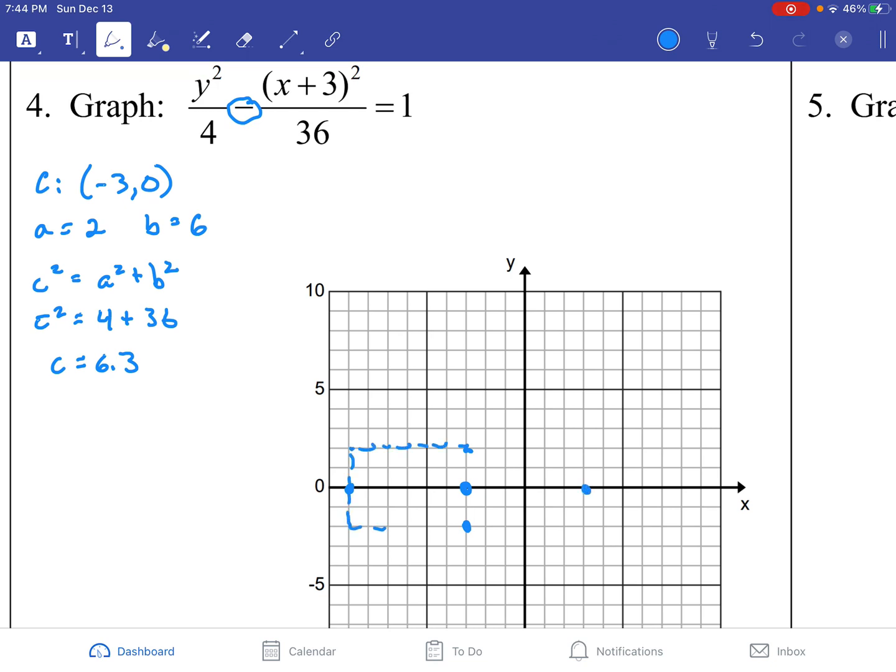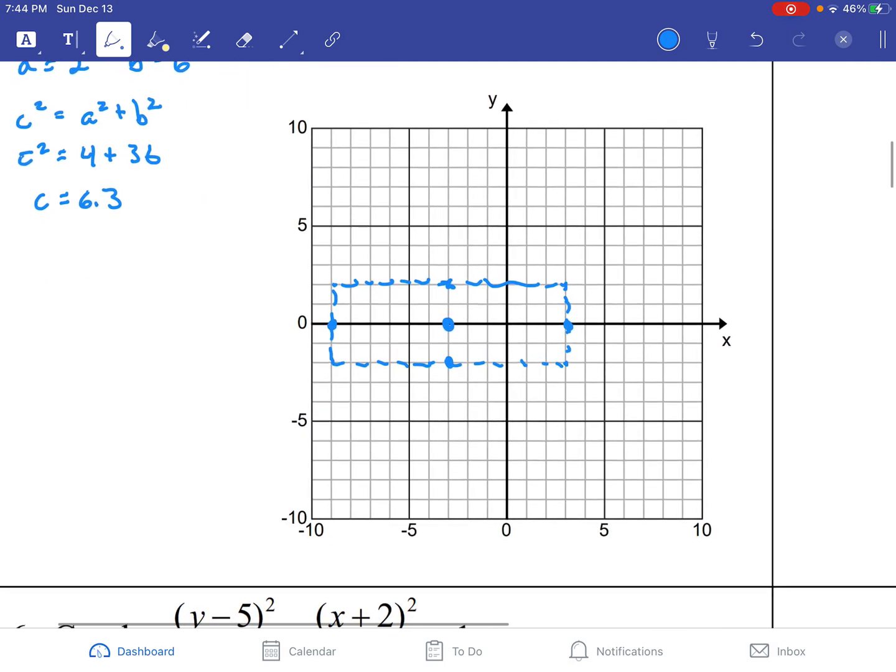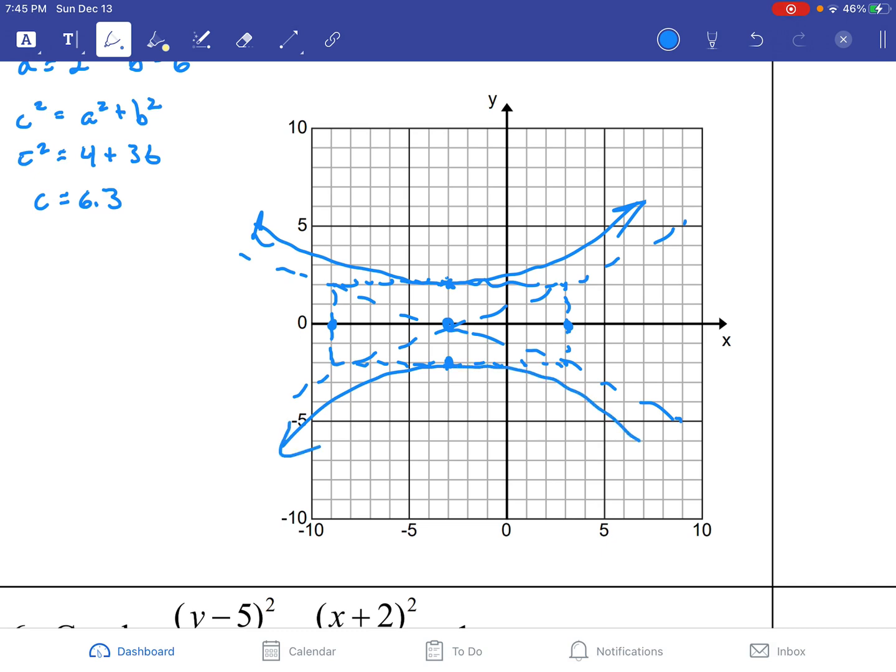From here, I'm going to make my little box. I'm going to make my diagonal lines through the corners of the box. Actually, I don't like that. There we go. I'm going to draw my parabola type shapes on the top because I'm going along the y-axis.